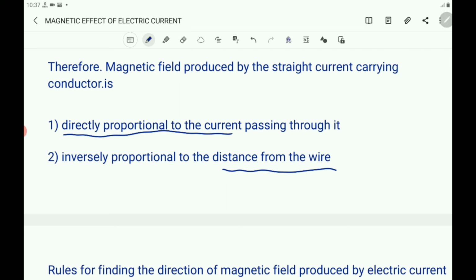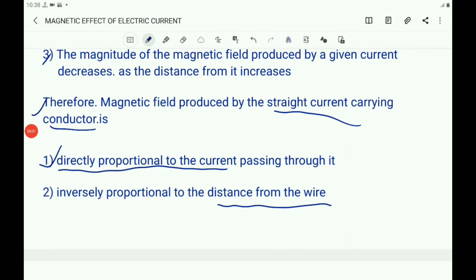So here finally you can conclude, the magnetic field produced by the straight current carrying conductor is directly proportional to the current passing through it. Means as the current flowing through the conducting wire increases, the magnetic field also increases, or if the current flowing through the conductor decreases, the magnetic field also decreases.